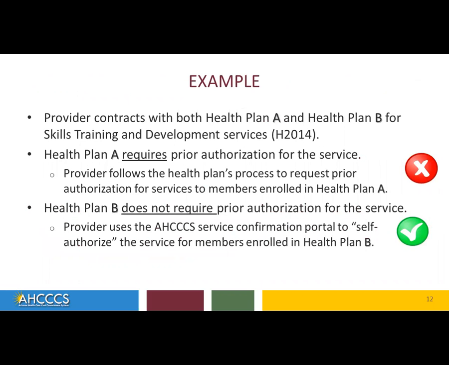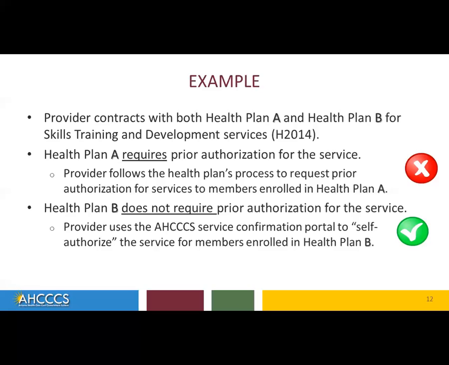Here's another example, a little bit more specific. The provider, you, contracts with both Health Plan A and Health Plan B for skills training and development. Health Plan A requires prior authorization for the service. So you just follow through the same process that you've been doing to request prior authorization, and you follow that process for Health Plan A. Nothing new to do at this point.